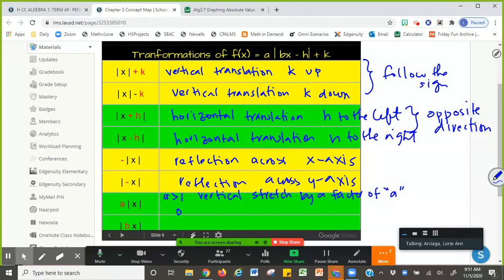But if it's a fraction or a decimal between 0 and 1, then it's a vertical compression. Some students say vertical shrink, but I don't want you to memorize that. Higher math calls it vertical compression by a factor of A again.